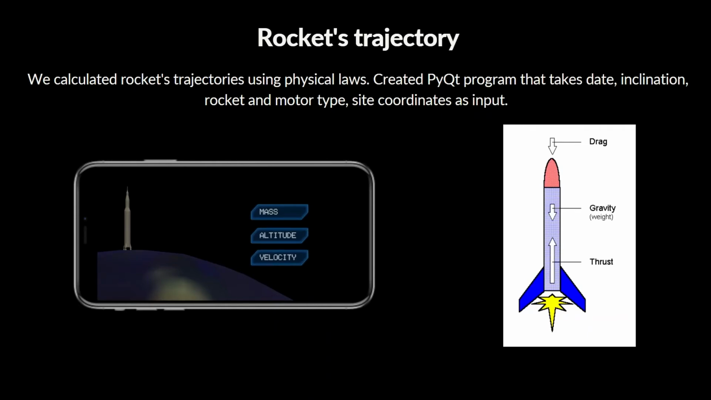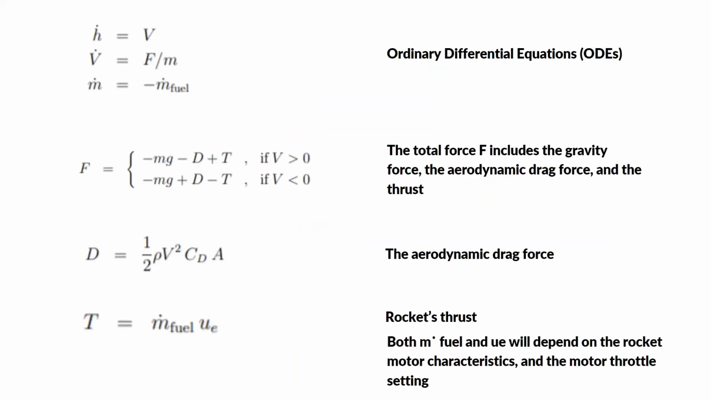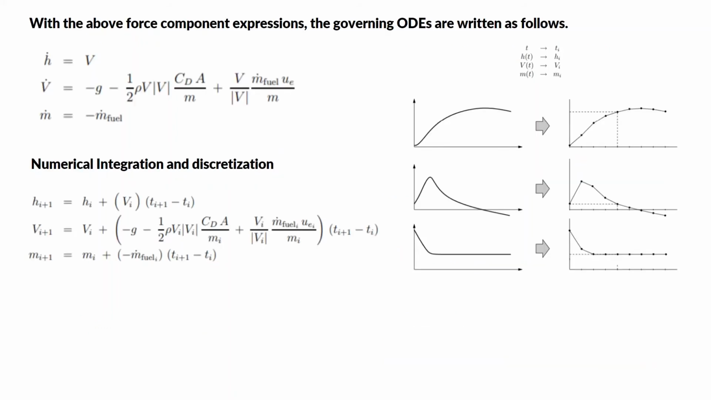Finally, we created a PyQt program that takes different factors as input, and as we know, there are three main forces acting on the rocket. They are drag, gravity, and thrust. So in this list we have all values that we use for calculations. Firstly, we include ordinary differential equations, total force F, aerodynamic drag force, and the rocket's thrust. Using numerical integration and discretization, we receive different graphs that represent flight conditions.